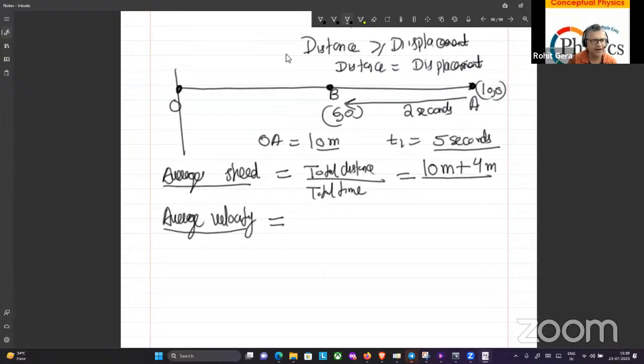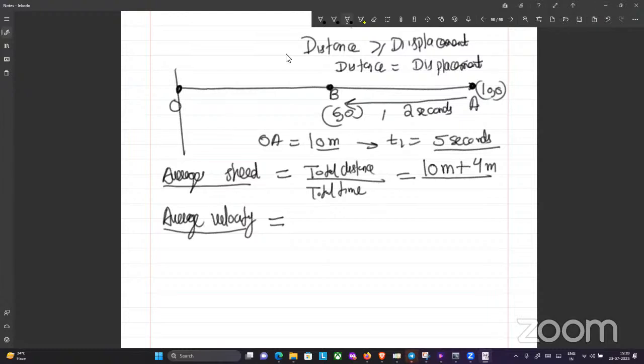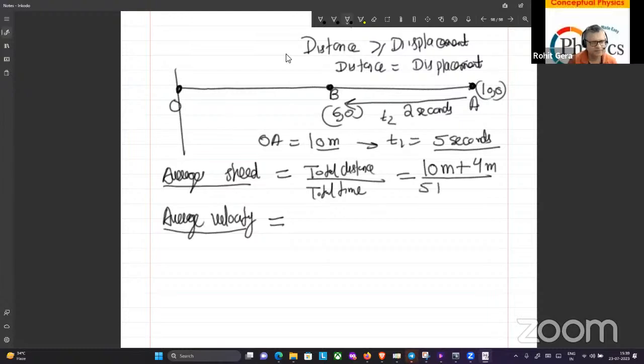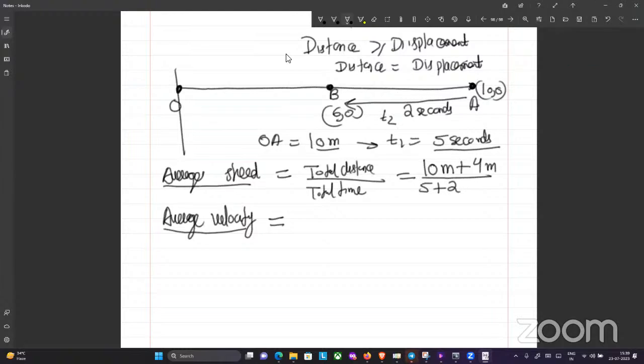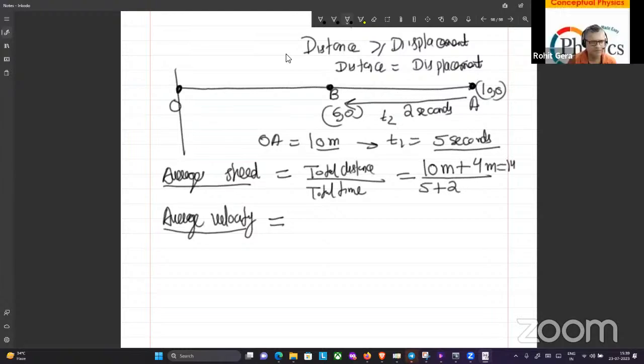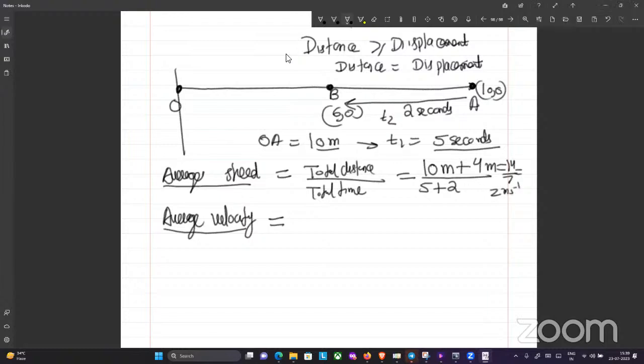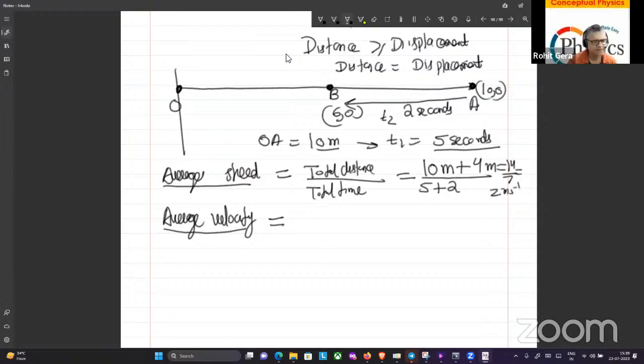O to A to B? O to A is 5, and 5 plus 2 is 7. Total is 7. 14 by 7 is 2. That's the average speed, 2 meters per second. Pretty cool, right? Total distance upon total time, what's a big deal, right? So you can tell someone my average through this whole journey was this, and you actually had no concept of vector in this. Everything was a number.